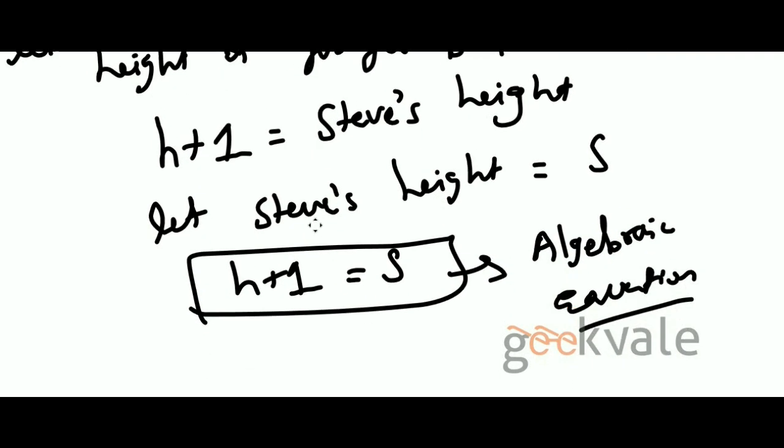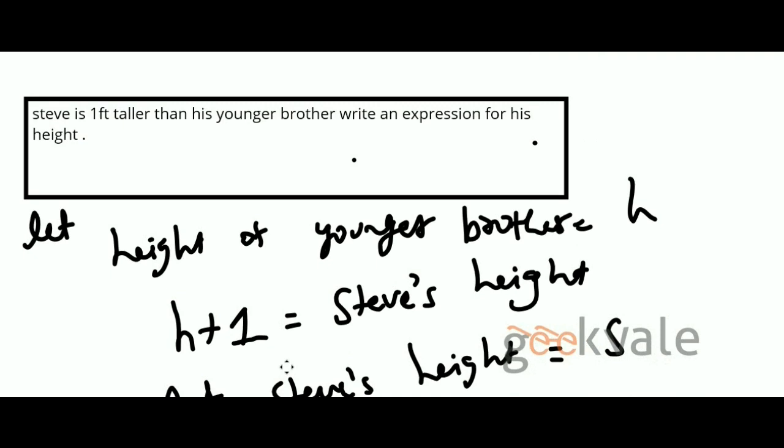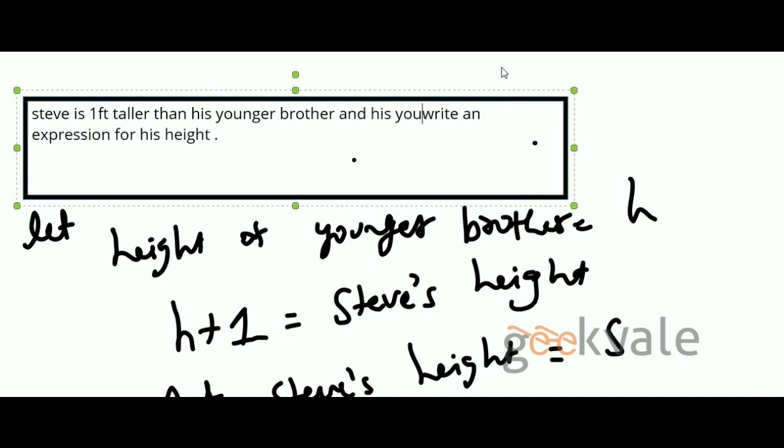The point to consider over here is that you will always be given the h, which you will be using. For example, if I alter this question, it should be something like this. If you have to solve it for an algebraic equation, his younger brother is, let's say, 4 feet tall. Write an equation for his height.